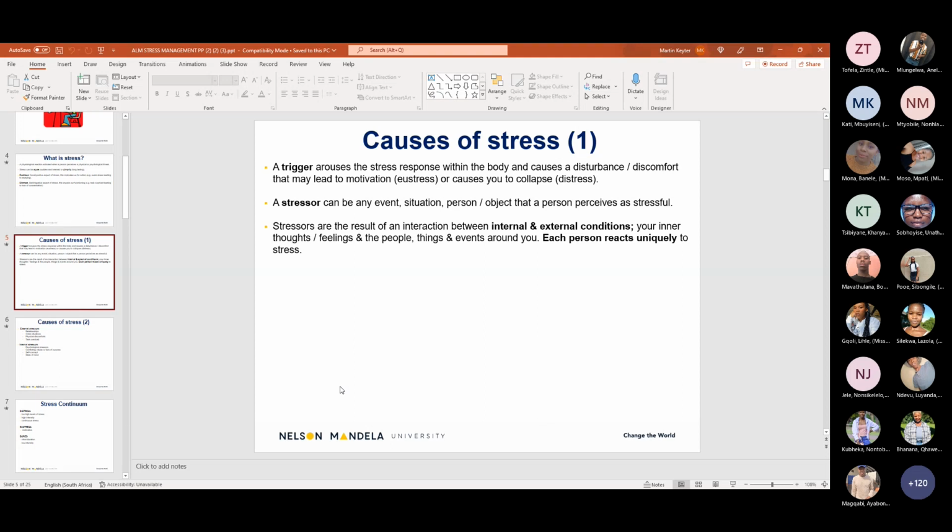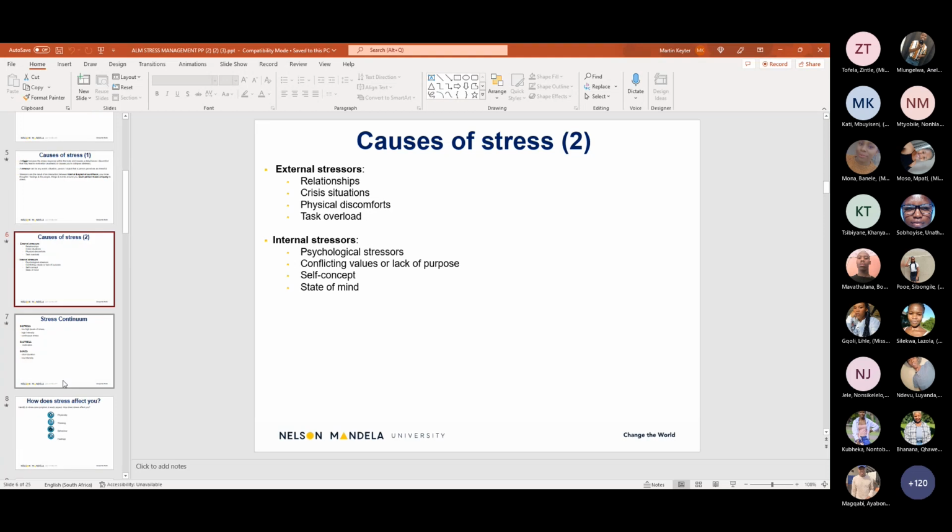And that is why we say stress is subjective for each and every person, because as I said in the beginning, that can differ from person to person based on the skill set that you've developed and your attitude towards the stress, whether you are able to manage it. So the next slide, causes of stress. They can be external stresses and they can be internal ones. Okay, the external stresses can be relationships, crisis situations, physical discomforts, and task overload.